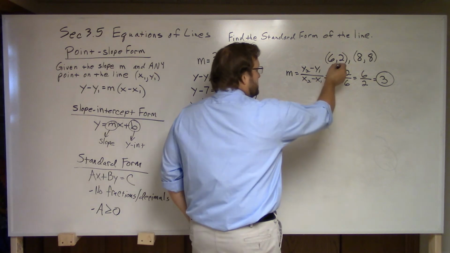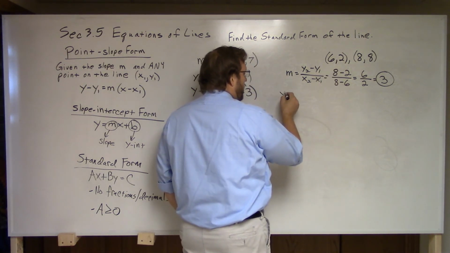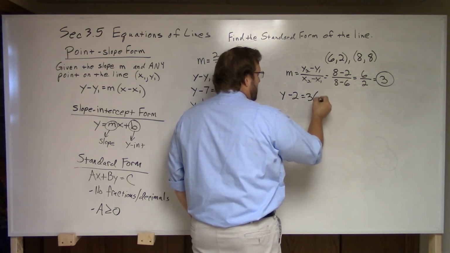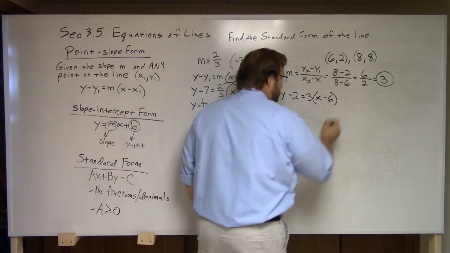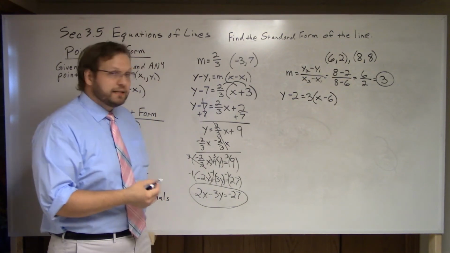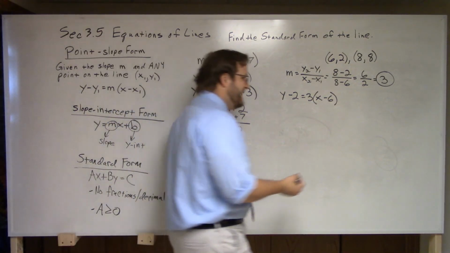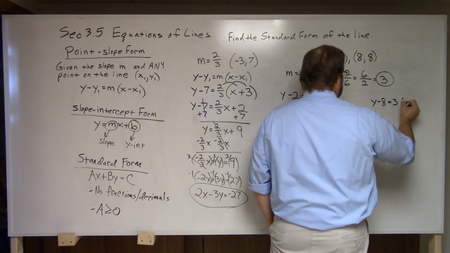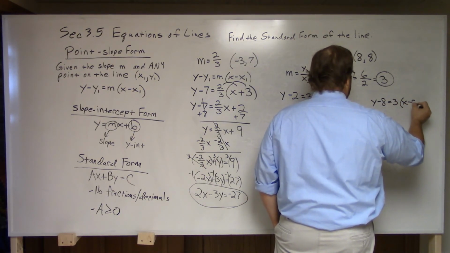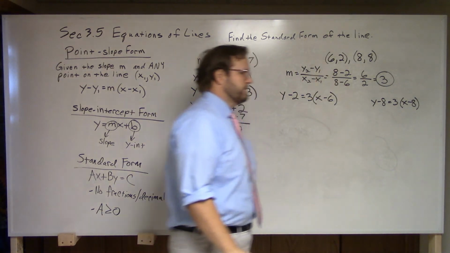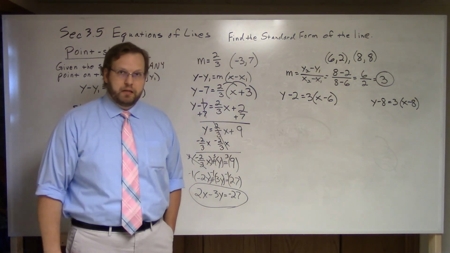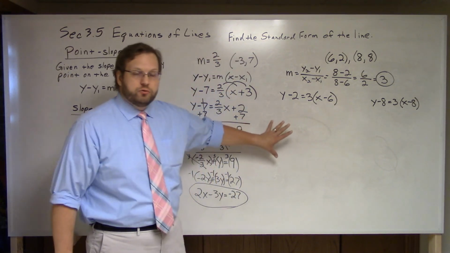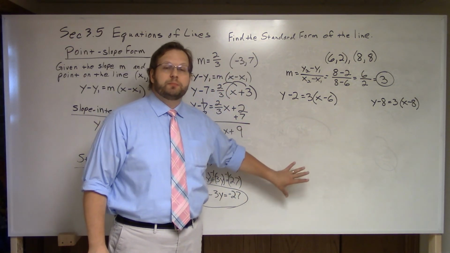So if I use 6 2, it would be y minus 2 equals 3, and then x minus 6. That's if I was using that 6 comma 2. If I was using the 8 8, then my point slope form would be this. Both of those are correct. Now, regardless of which of these you use, the rest of the way should be the same.